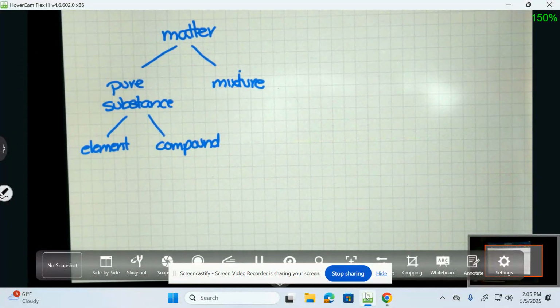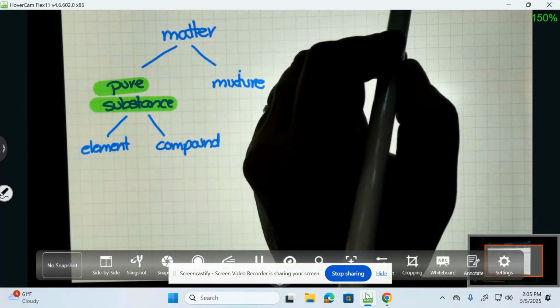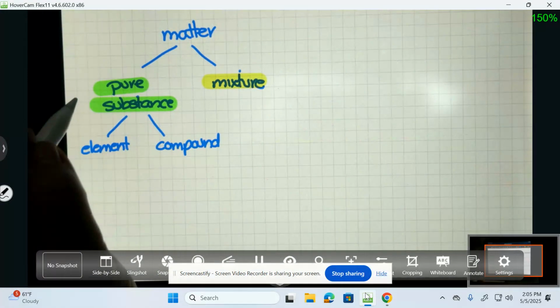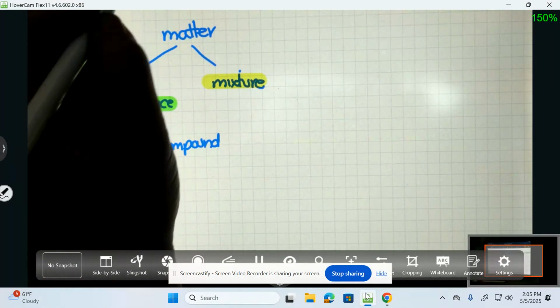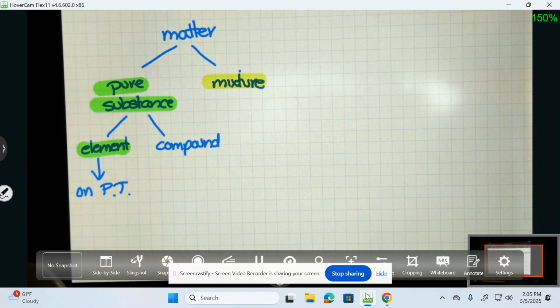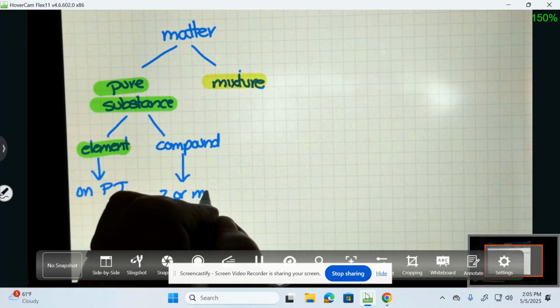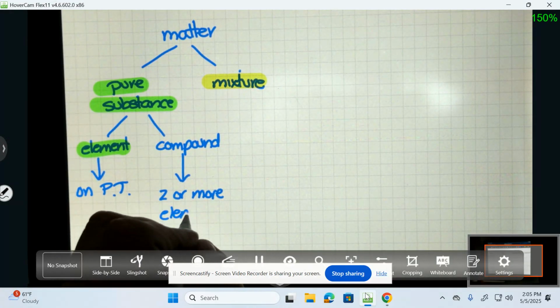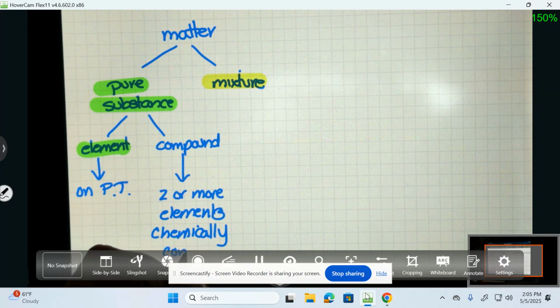Okay, so touching on matter, it's either a pure substance or it's a mixture. Pure substances are elements and compounds. Where do we find elements? On the periodic table, PT, periodic table. Compounds are two or more elements chemically combined, and they are in a fixed ratio.